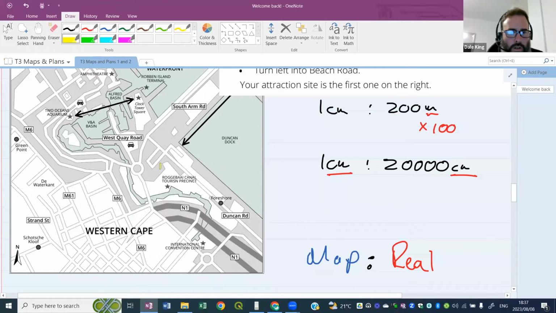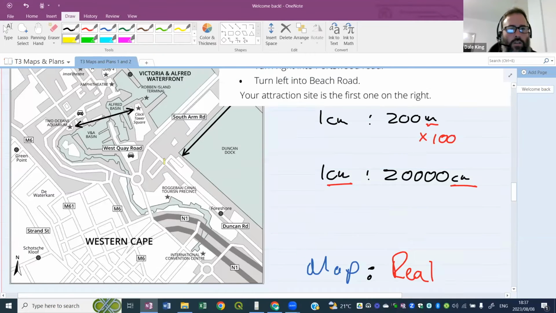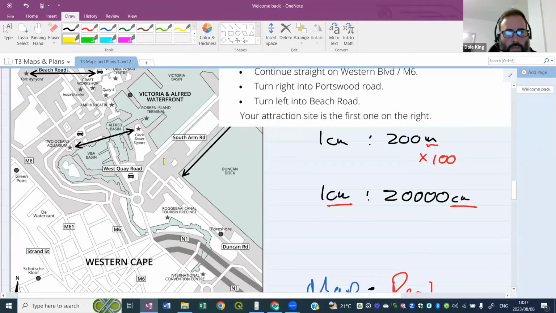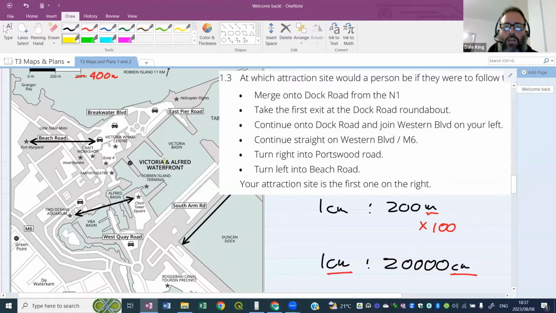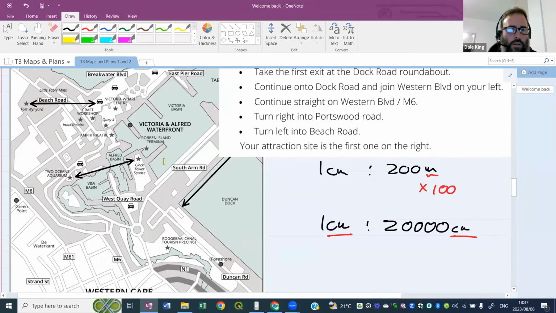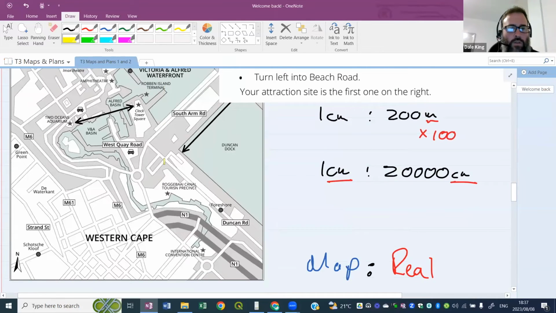Dock Road. Guys, I can't see Dock Road. Can you see Dock Road? Let's look at the next one. Maybe they'll give us a clue. Take the first exit at the Dock Road roundabout. They must have left it off. So I think this here, this road here, I'll highlight it for you, is Dock Road.